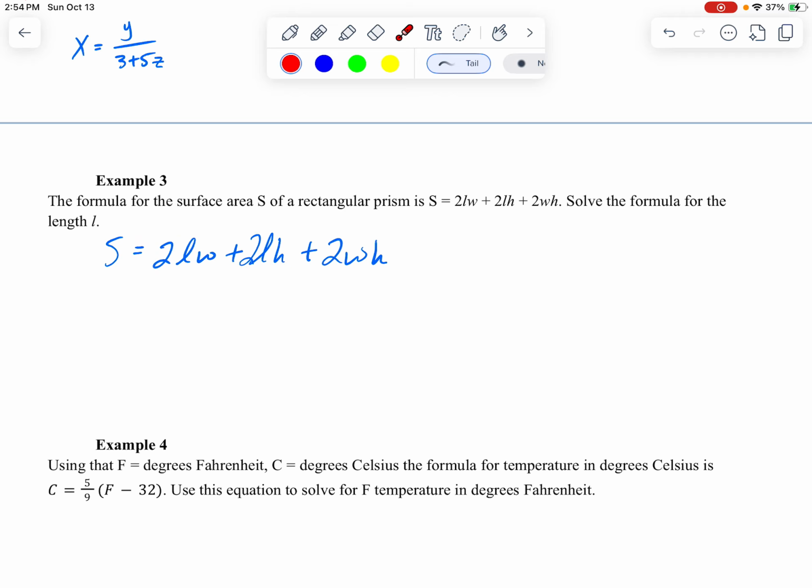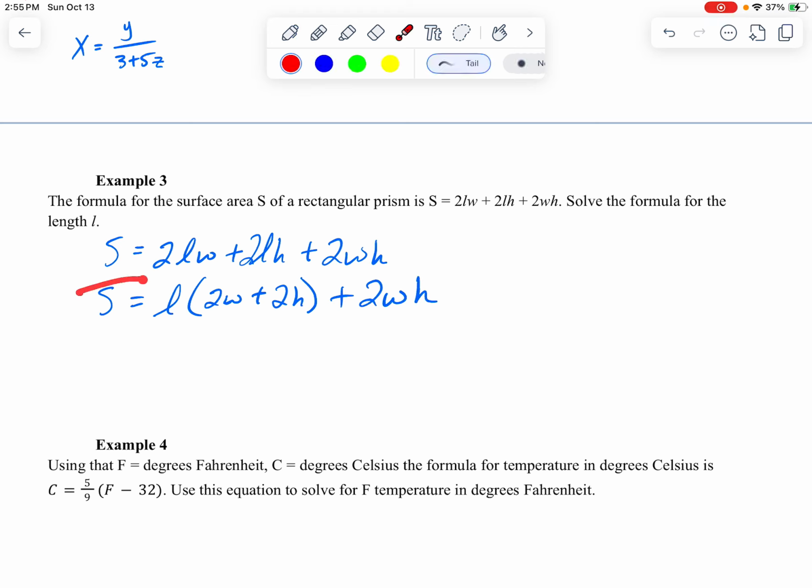But I think it's going to be in our best interest, since we're just trying to get L by itself, to just factor out that L. So if I factor an L out of those two terms, so I'm just thinking about this piece right now, and then I'll add on the 2WH in just a second, I'll end up with 2W plus 2H plus 2WH.